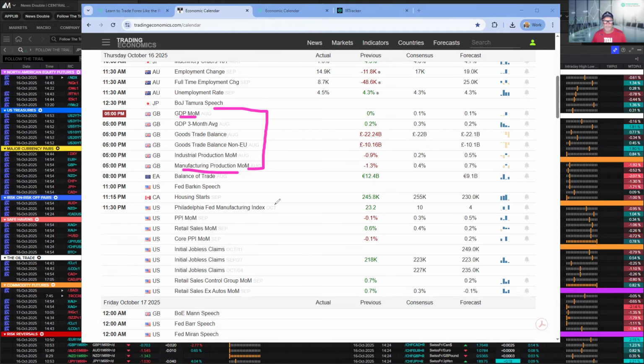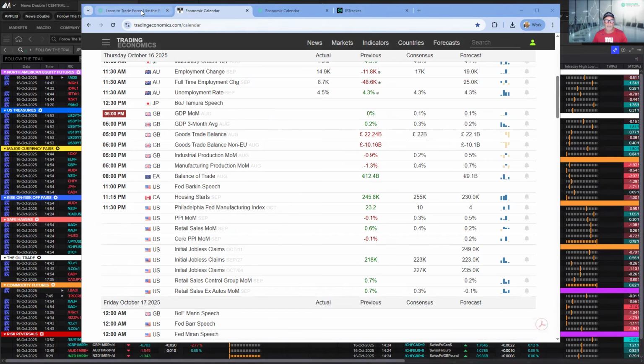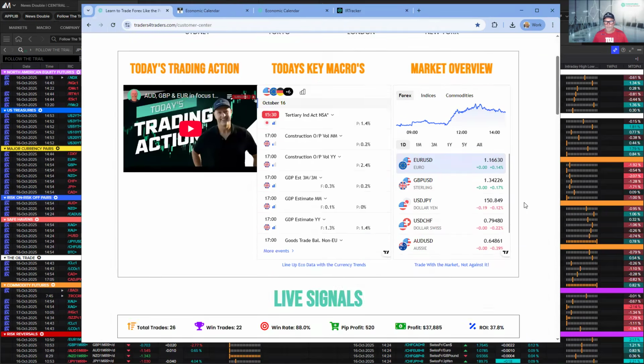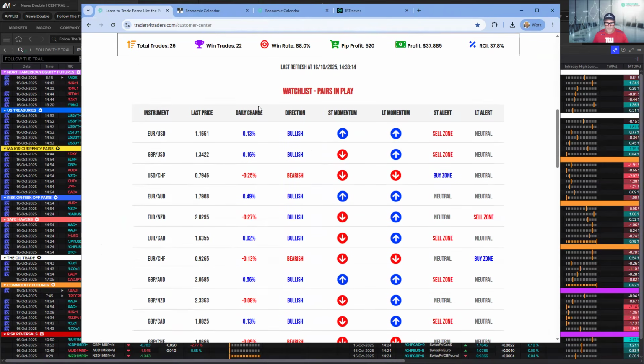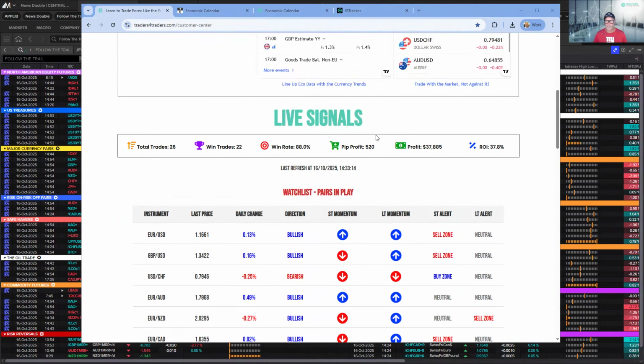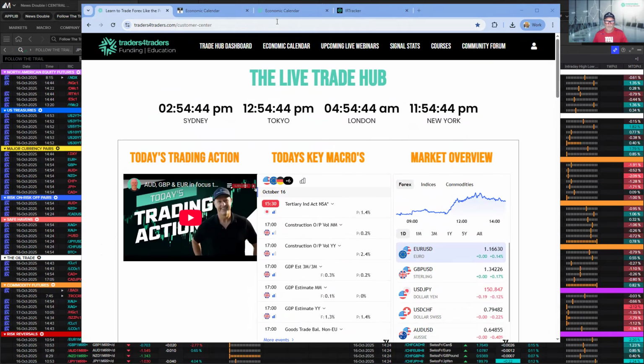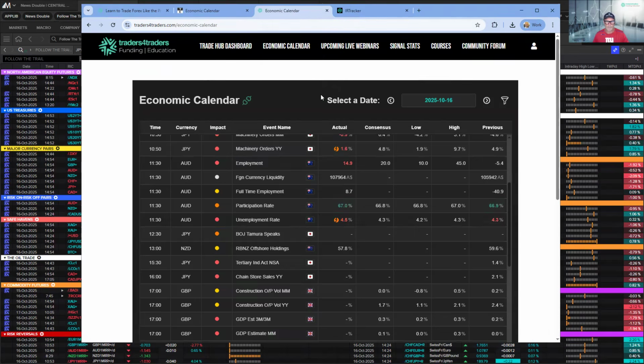Now, as we come into the North American session, we've got a bunch of different things, right? You've got the Philly Fed Manufacturing Index, a well-respected number. You've got the PPI, retail sales, and then you've got the weekly jobless claims. So there's a bunch of numbers here coming out in the US that could really shape the direction of the market going forward, right? So just having a look through the live signals just at the moment, there's not much of a matchup here in the Asian session, but that may change very quickly as we get into the European session, right? So make sure you check the live signals to really shortcut your analysis process.